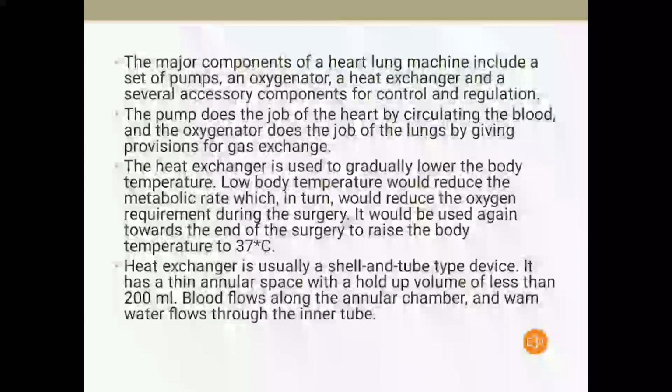The major components of heart-lung machine include a set of pumps, an oxygenator, a heat exchanger, and several accessory components for their control and regulation. The pump does the job of a heart by circulating the blood, and the oxygenator does the job of lungs by providing gas exchange.